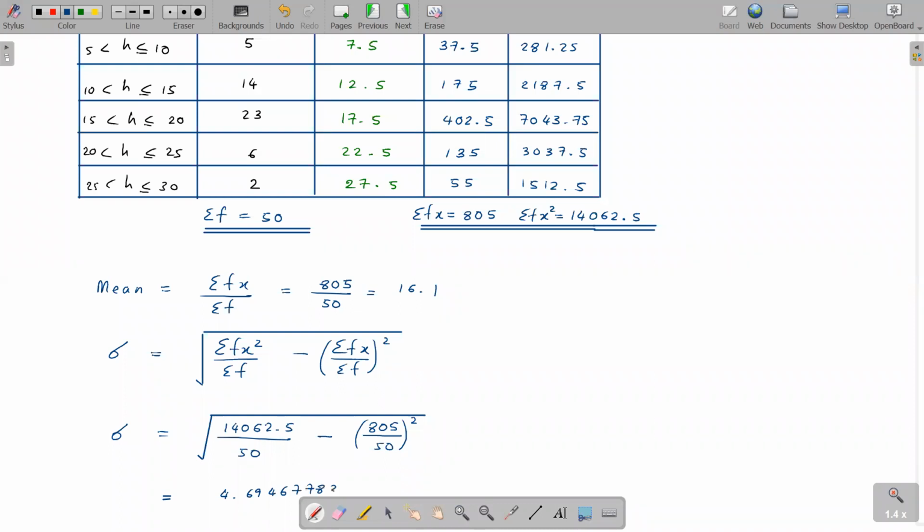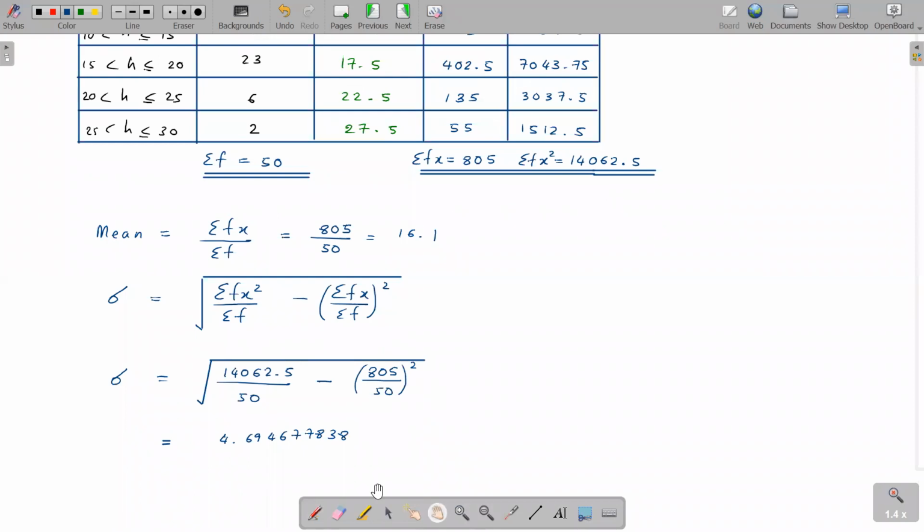4.694677838. It goes on. Okay, right. So then you can round it off to 4.69 to 3SF. Now remember, what are we finding the standard deviation and mean of?